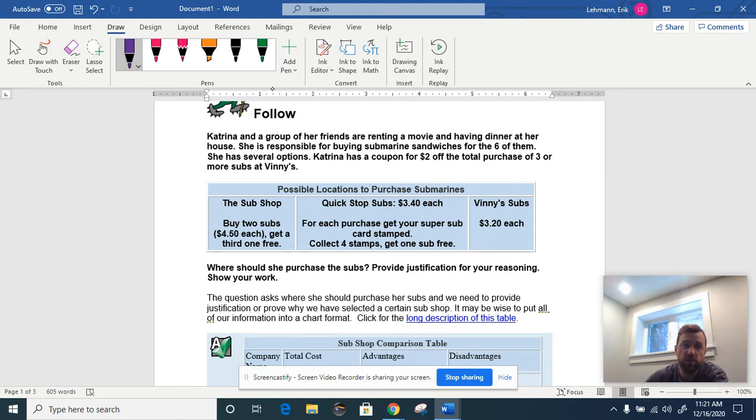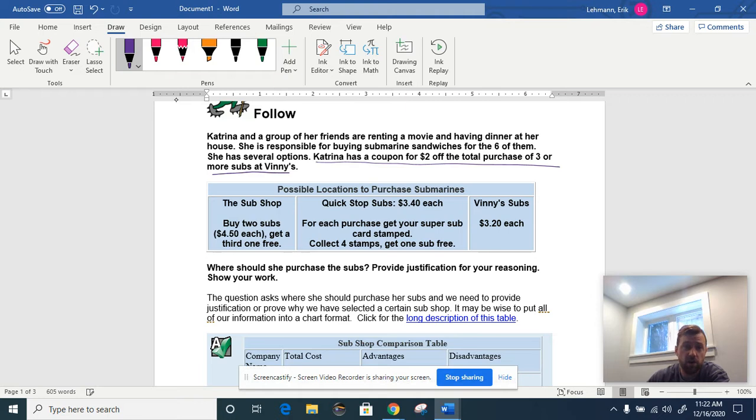So the idea here is Katrina and a group of her friends are getting together to watch a movie, and she's going to buy subs for the 6 of them. She's got some options. There's 3 sub shops. It also says Katrina has a coupon for $2 off the total purchase of 3 or more subs at Vinnie's. So that's important information when we're looking at this decision.